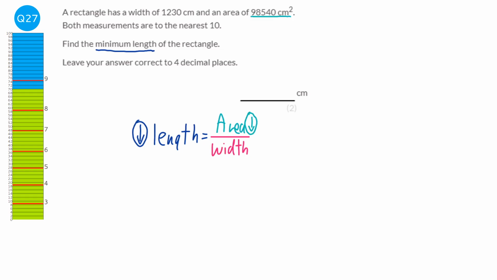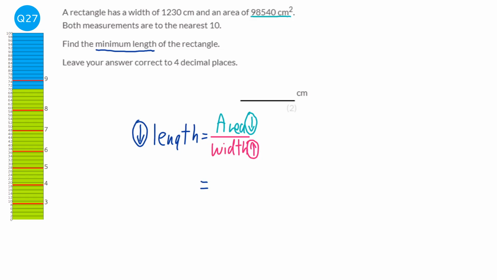But let's have a look at a couple of fractions. So let's have a look at a half and 1 over 100. Which one of those fractions is the smallest? Well, it's 1 over 100, but what do you notice about the denominator? That as the denominator gets bigger, the fraction gets smaller. So to make something smaller, we actually want the denominator to be as big as possible. So we want the width to be as large as possible.